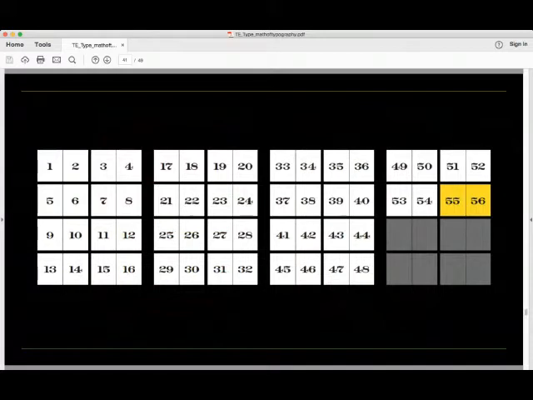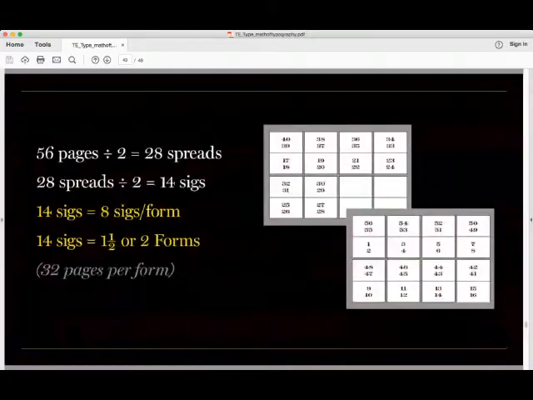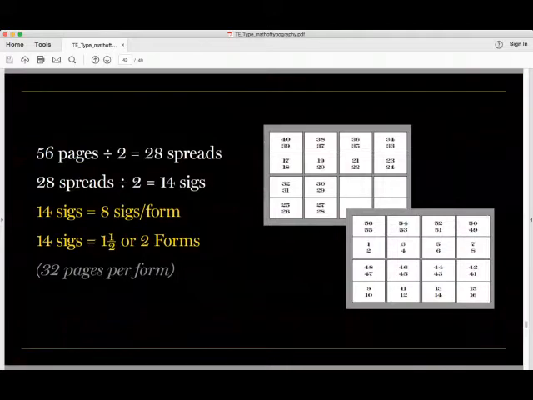Now, as you see us go through this, all these boxes, we need to see how many signatures we have so we can estimate how many forms we have, okay? So now we start to think in pages of how many signatures will fit up on a form. There are 2 pages in every spread, so 56 pages is 28 spreads. Here's where the math comes in, over here on the left, okay? There are 2 spreads in every signature, so 28 spreads creates 14 signatures, okay?